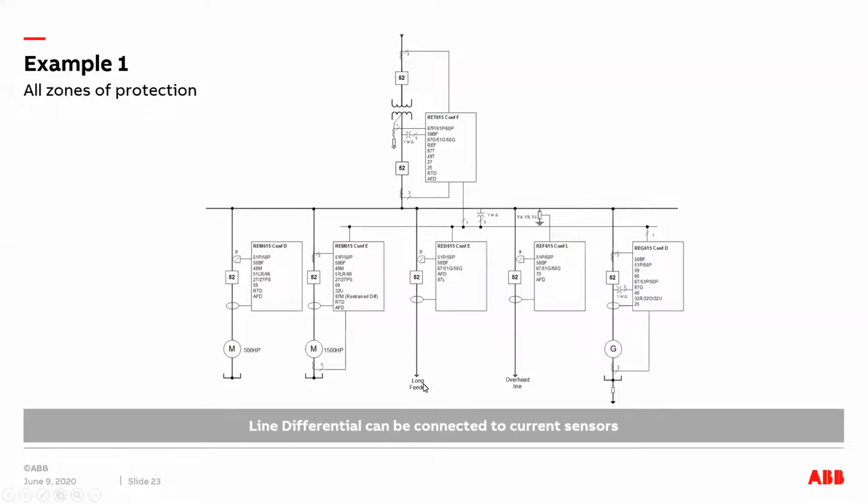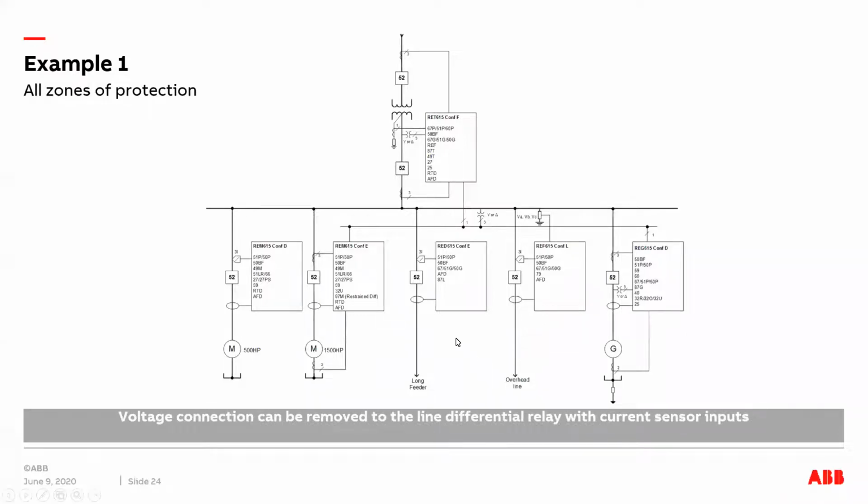as a next step, we can also use a differential relay using current sensor. So we have a differential relay RED615 configuration E, which works on current sensors. So we can use a current sensor as an input for this relay, and then we can achieve the current differential protection.